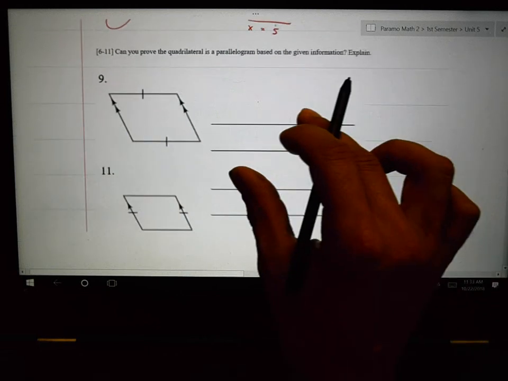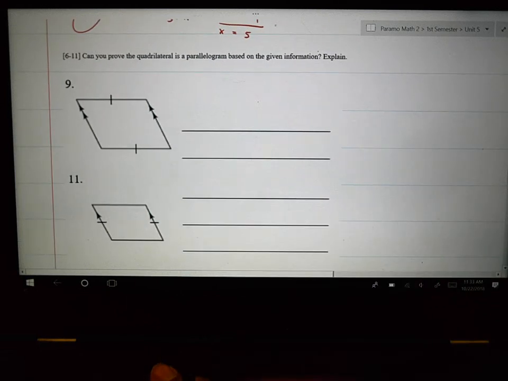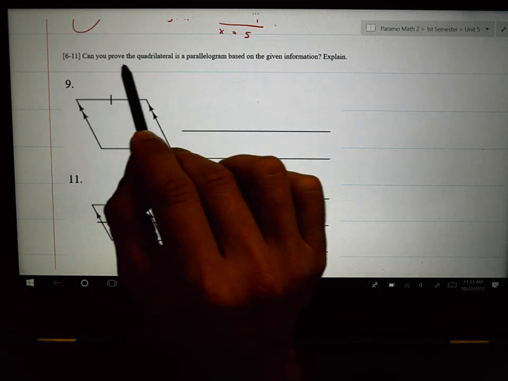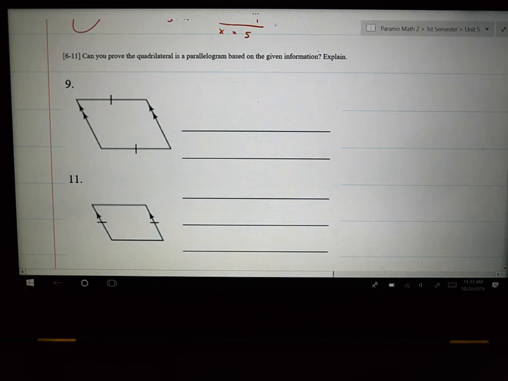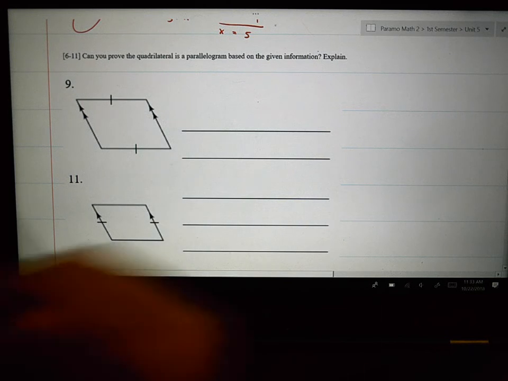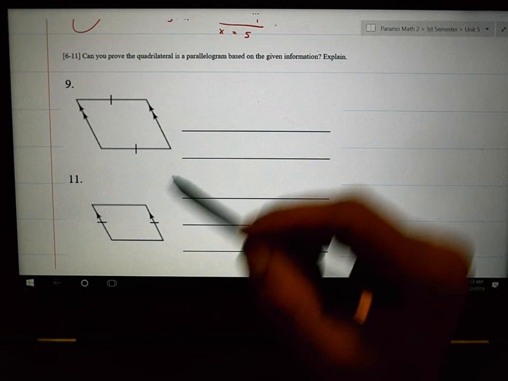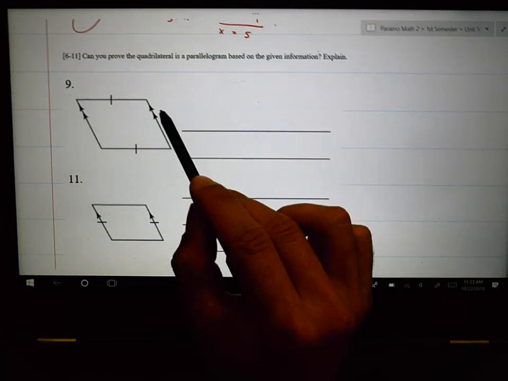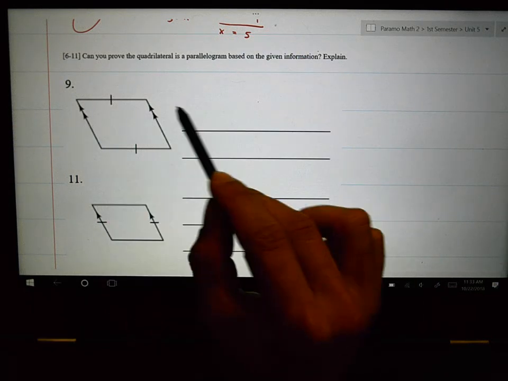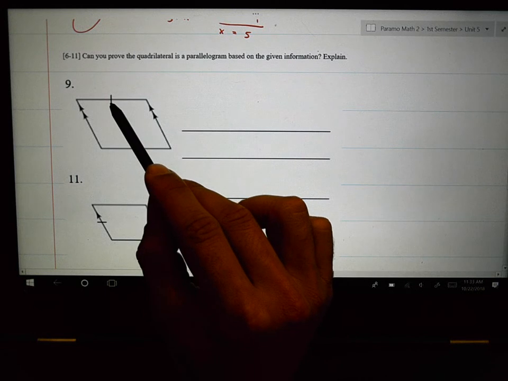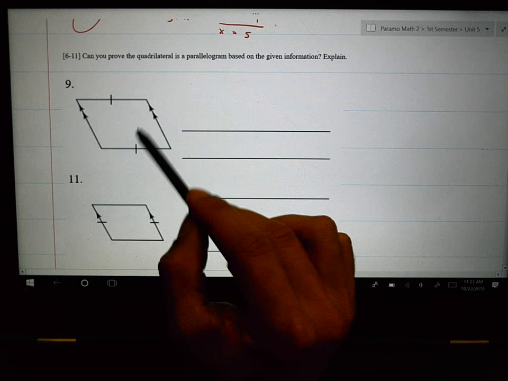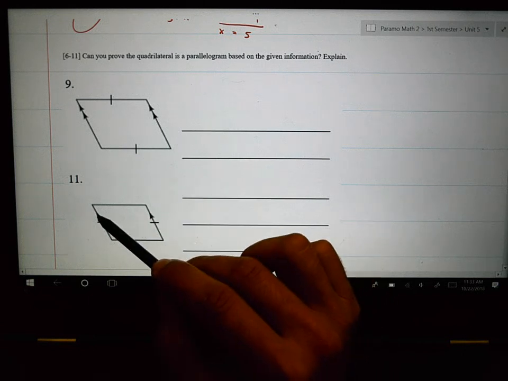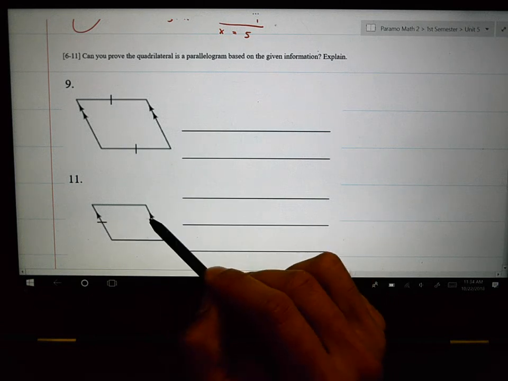Number 11 and number 9 we're going to do sort of side by side. The directions are the same though. Can you prove the quadrilateral is a parallelogram based on the given information? Those are our directions. And explain. Well, these two arrows mean that they're parallel, and this means it's congruent to that. And I have to decide, is this thing a parallelogram? And then over here I have a parallel, and congruent.